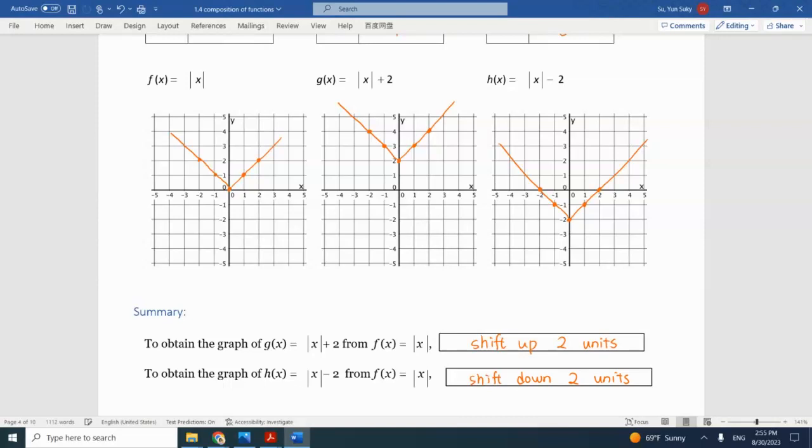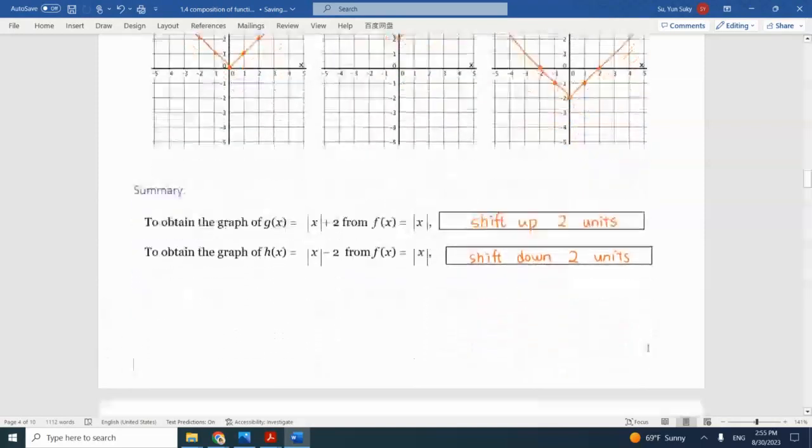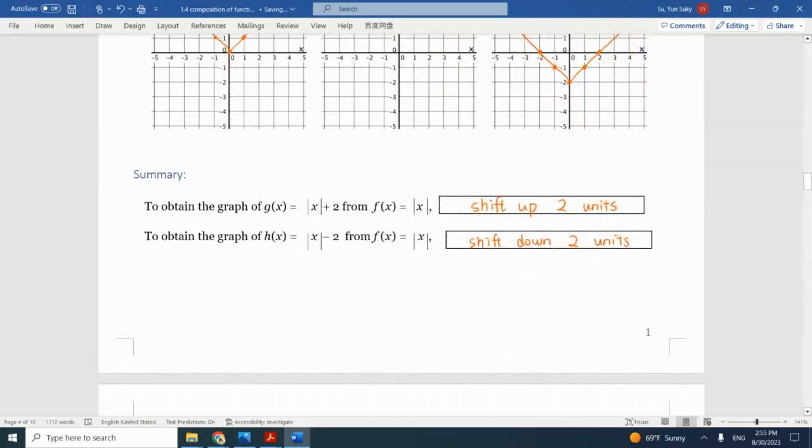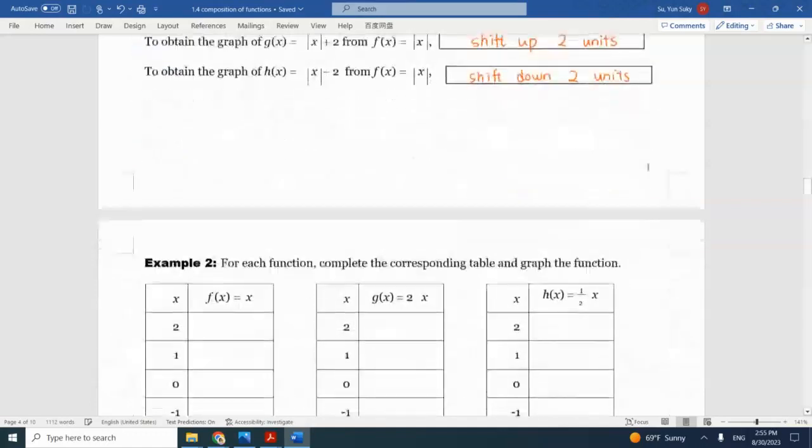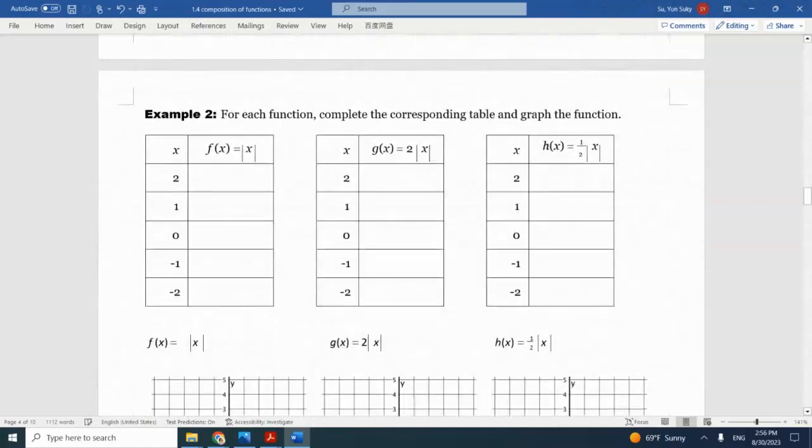So far, so good, everybody? All right, let's keep going. So this is vertical shift. If you add or subtract a number to your entire function, you're going to shift it vertically, up or down. Okay, that's one transformation. Keep going.